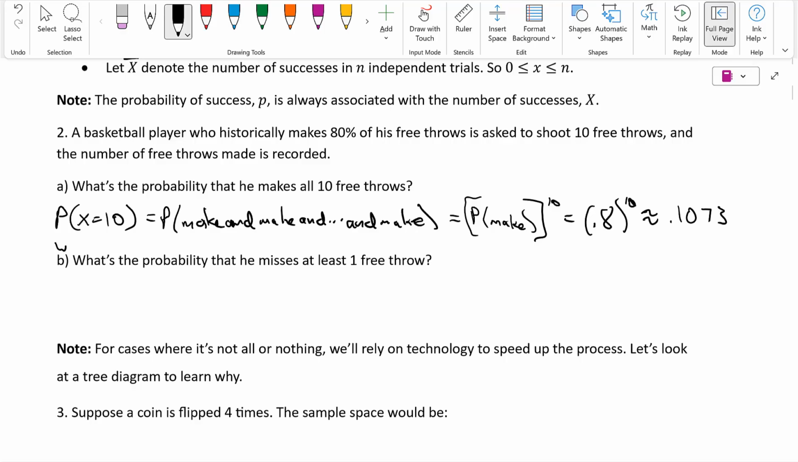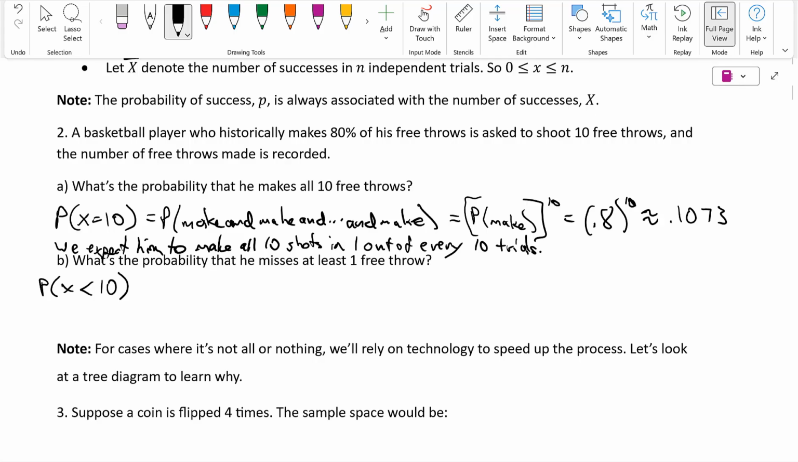So we can say that we expect him to make all 10 shots or free throws in 1 out of every 10 trials. All right, we're pretty close to a 0.1 there. If we did want to go, we could say 107 of every 1,000 or 1,073 out of every 10,000 trials, but about 1 in every 10. What's the probability that he misses at least 1 free throw? So really we're looking for our probability that x is less than 10.